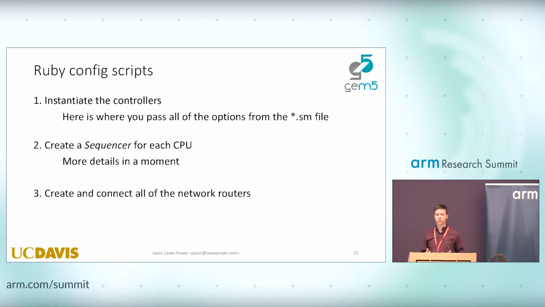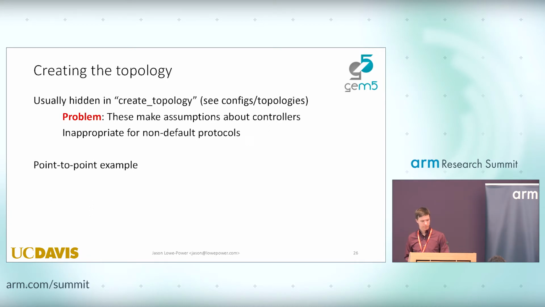So when you're creating these config scripts for Ruby, you really need to do three things. You have to instantiate all those controllers that you created. And again, the state machines are just sim objects, so you can pass in parameters, just like you do with other sim objects. Create sequencers for each CPU, and we'll look at what a sequencer is in a minute, but this is the interface between gem5 and Ruby. And then you have to create the network and connect all the network routers together, which Tushar will talk more about later.